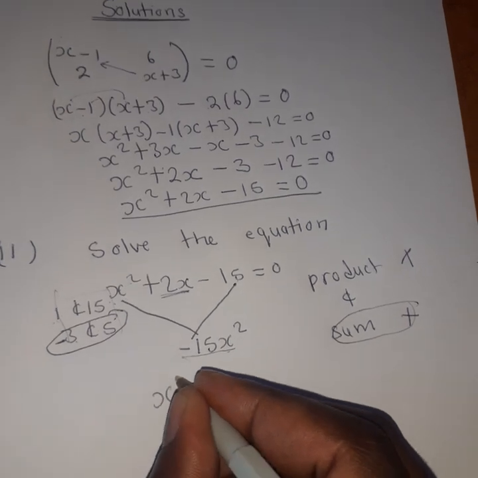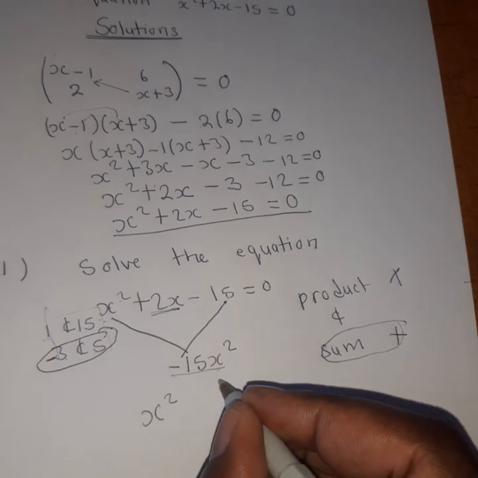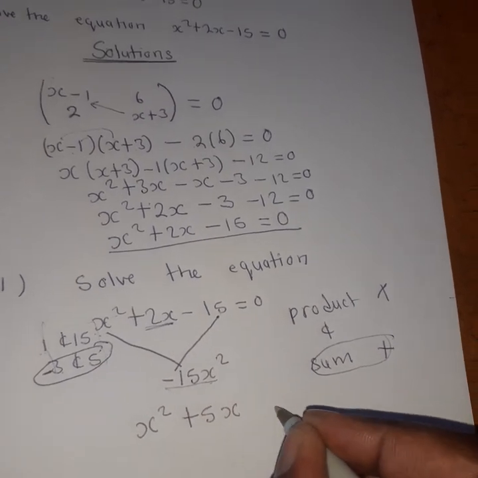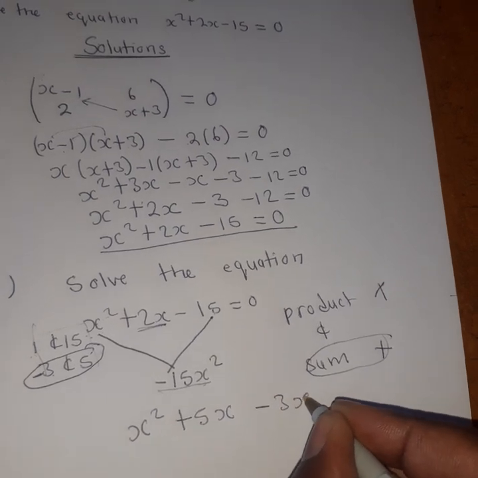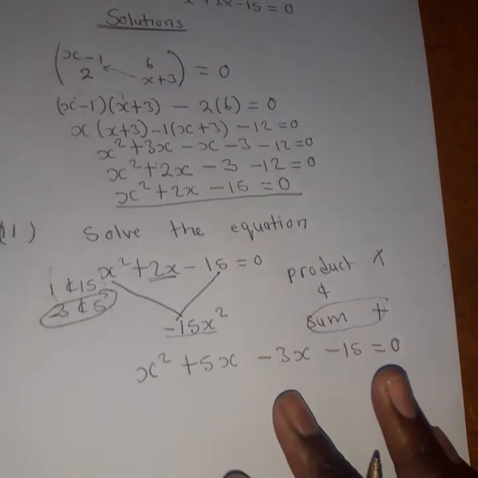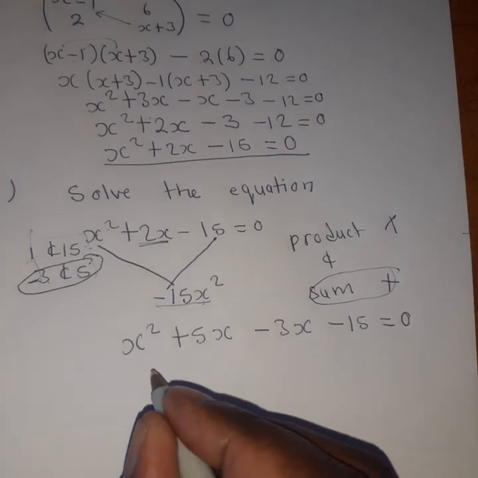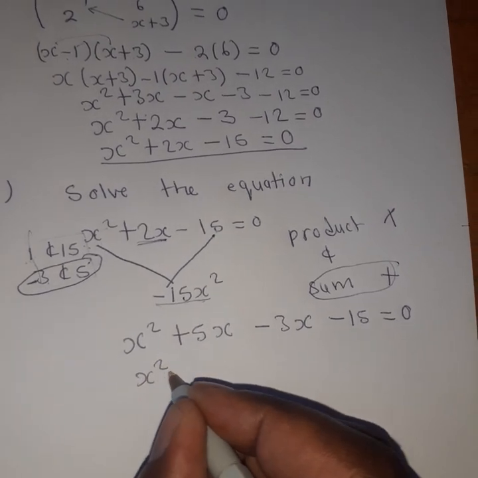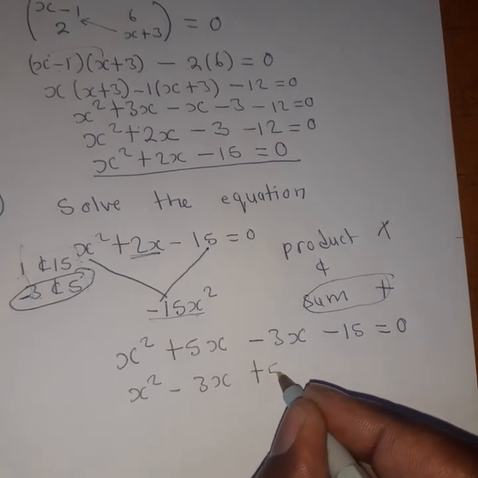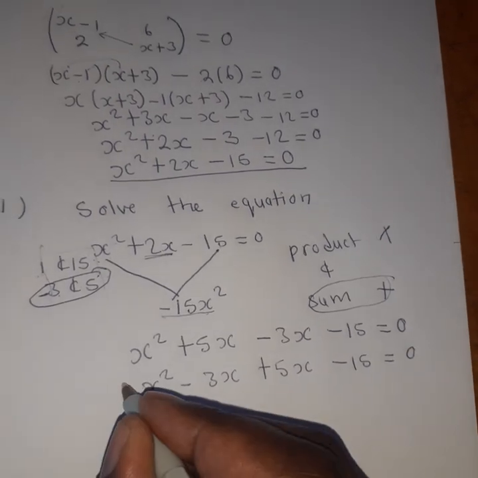So we're going to say x squared, and 2x is now replaced by minus 3x and plus 5x: x squared plus 5x minus 3x minus 15 is equal to 0. In the case of four terms, we rearrange: x squared minus 3x, then plus 5x, then minus 15 is equal to 0.